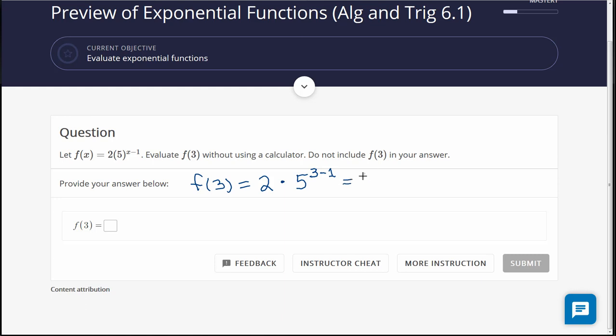So this is going to be 2 times 5 to the 3 minus 1, which makes 2. And again, like I said, exponents always go first. So I have to raise 5 to the second power, and I get 25. And then it's not too hard to see that that's equal to 50. So the answer to this question would be 50.